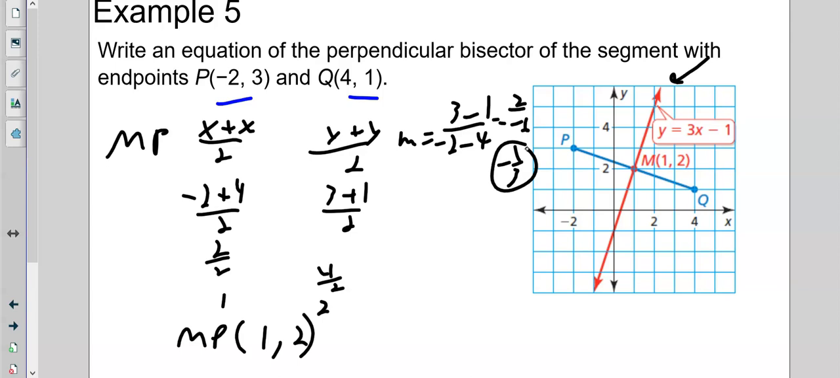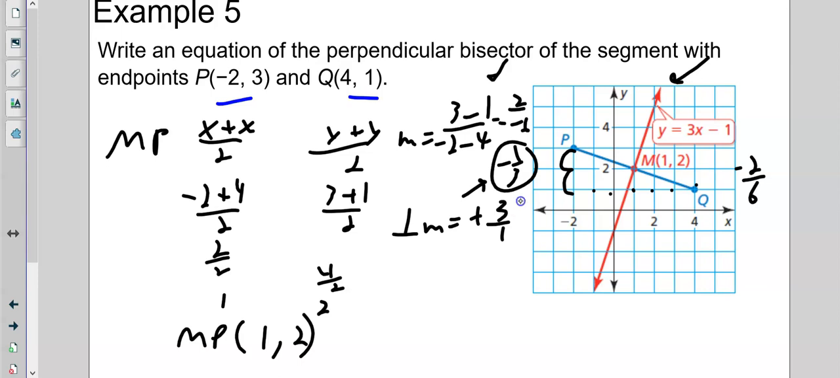Or we could have just gone and counted 1, 2, 1, 2, 3, 4, 5, 6, and gotten negative 2 over 6 just by counting on the graph. So either way, using the formula or just counting if we have it on a graph. So if this is the slope of the line and we want the perpendicular slope, it is opposite and reciprocal. Positive 3 over 1 or simply 3.